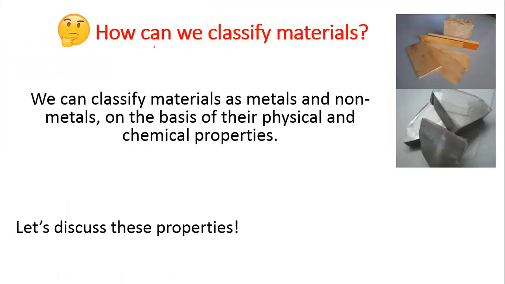How can we classify materials? So in the beginning of the chapter, a very prominent question comes up: how can we classify materials? Materials can be of two types, metals and non-metals. Now, how can we differentiate between these materials? How can we say whether it is a metal or a non-metal?